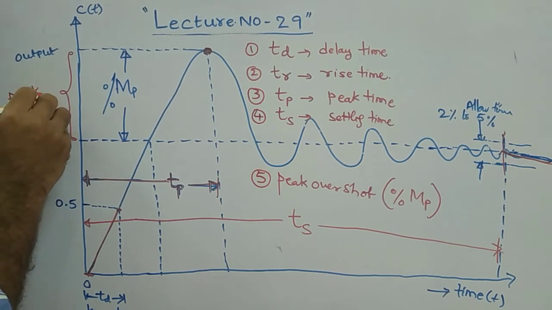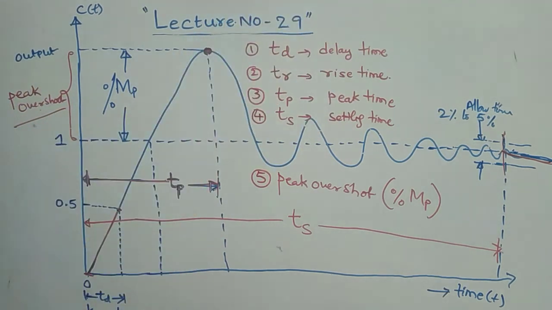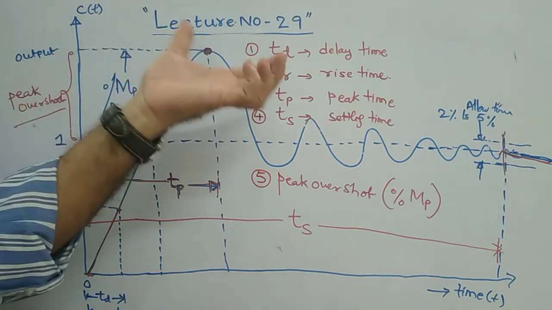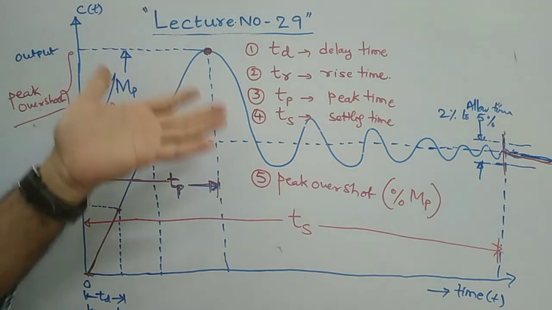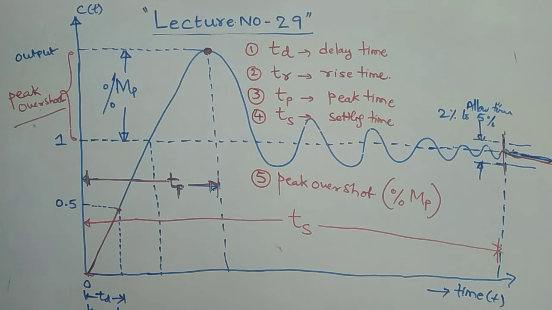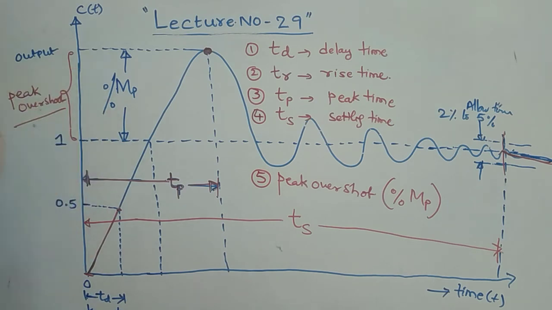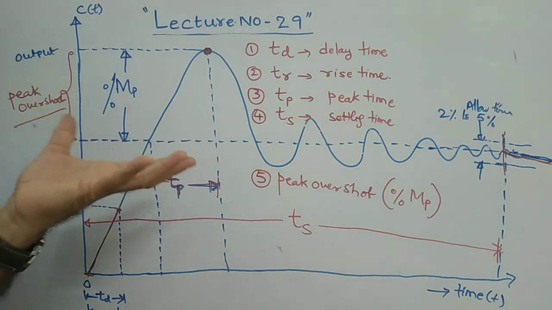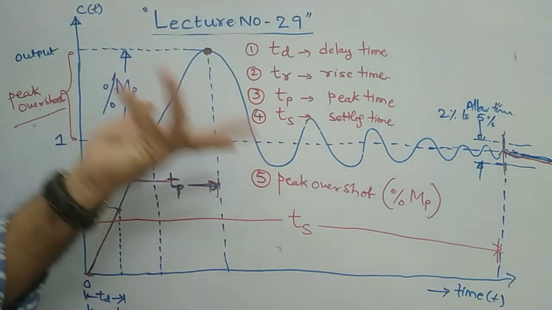There are certain mathematical expressions for these time parameters, and in the next presentation we will see the mathematical formulas for them. Definitely you will be asked questions from these definitions. What is the rise time? What is the peak time? What is the settling time? What is the peak overshoot for the given second order system? Any of these can be given.